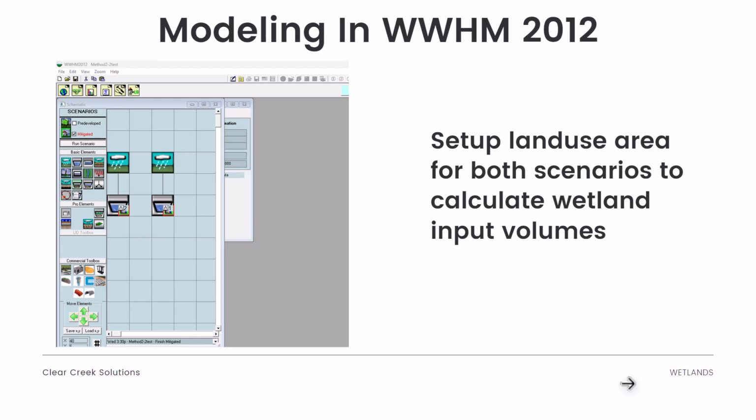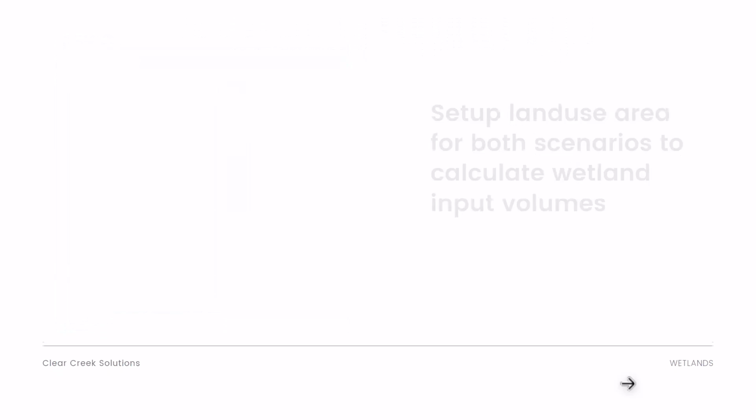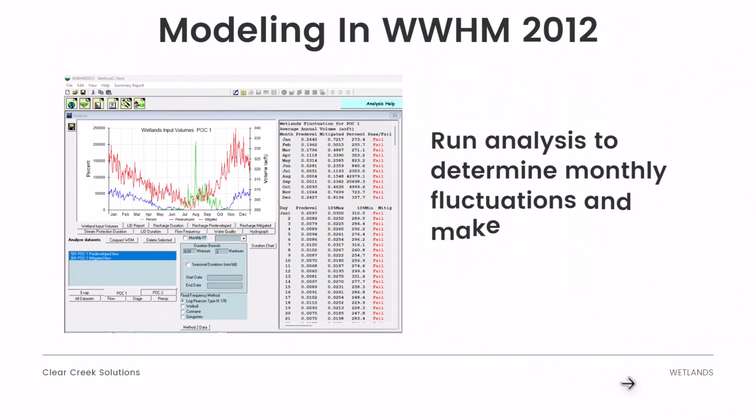So you can see here we set up the land use area for both scenarios to calculate the wetland input volumes. And then we run an analysis to determine the monthly fluctuations and daily fluctuations, and then we make adjustments. You can see here that we'd have to make significant adjustments to our project so that our monthly values can pass for the project and they don't fail.